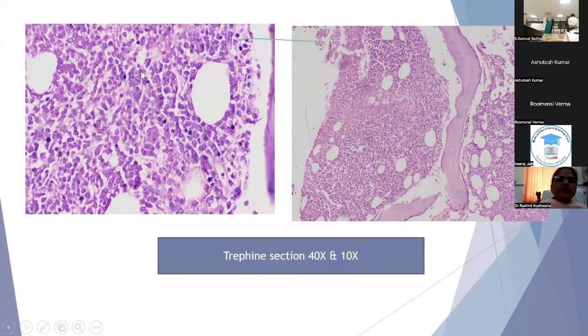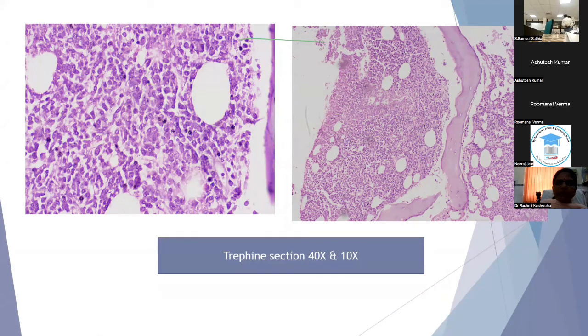This is a trephine section. The whole trephine biopsy has been replaced by the proliferation of these plasma cells in sheets. So this was a case of multiple myeloma, and of course, along with the bone marrow findings, we advise serum protein electrophoresis, immunofixation, etc.